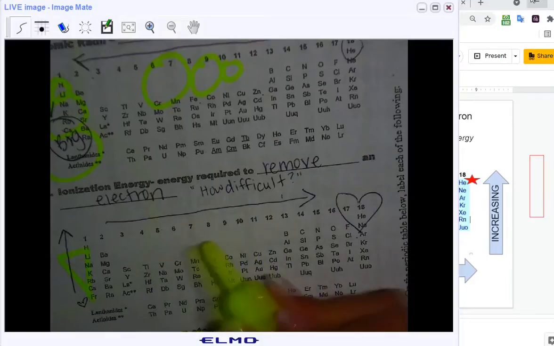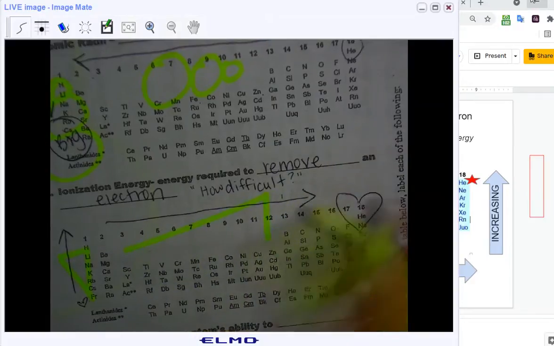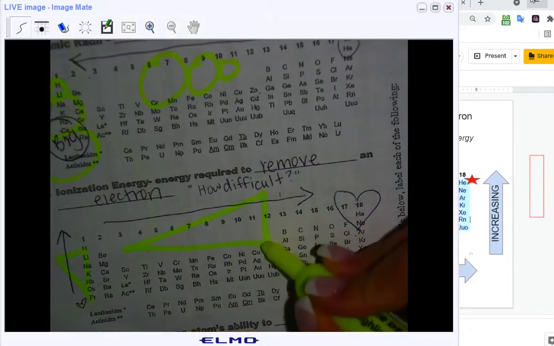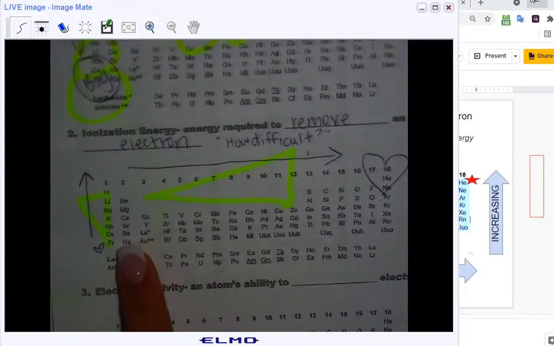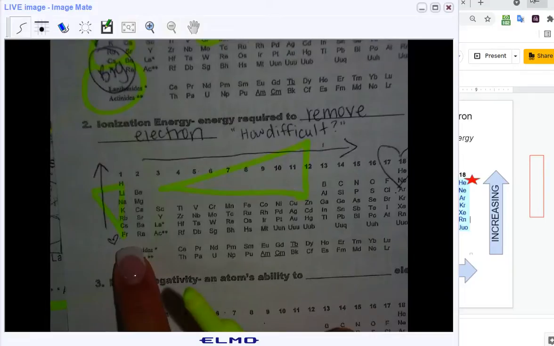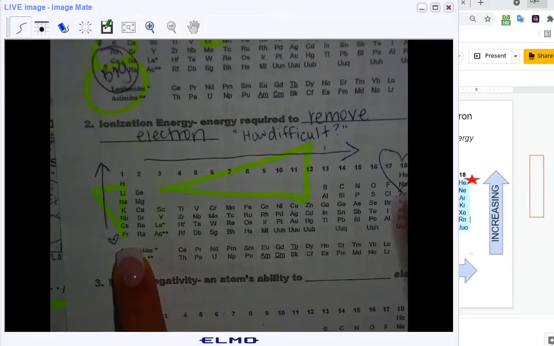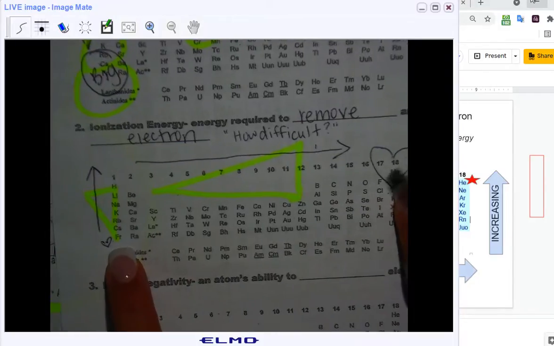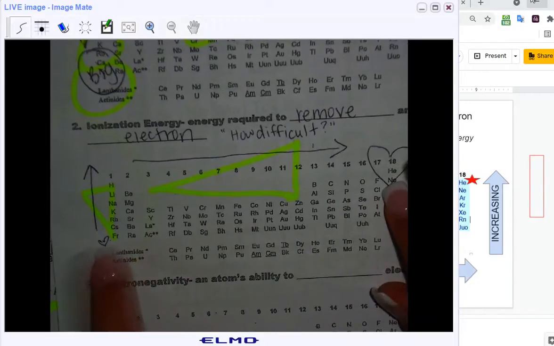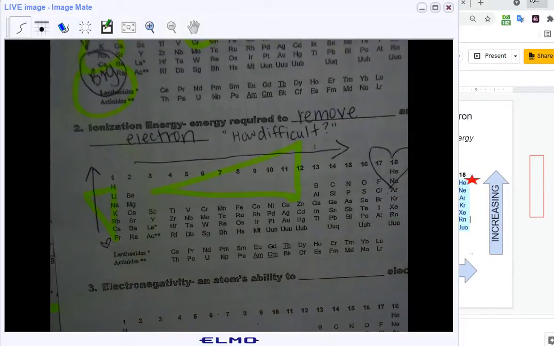So we'll draw it on the big one as well. But this is what we're going to do. Okay? So this is our little corner. That means it's easy to take away an electron from francium. It's really difficult to take one away from helium and fluorine. Okay? So very difficult, very easy.